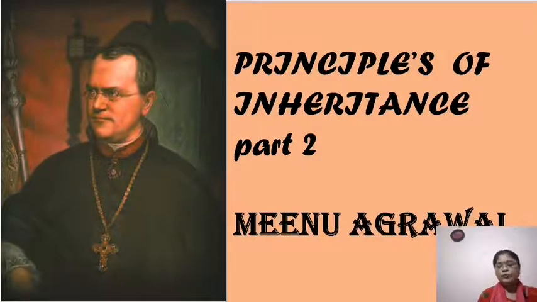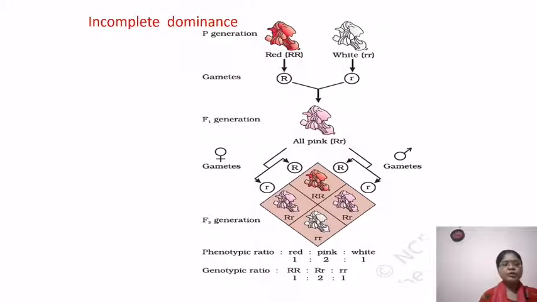So now, moving on with principles of inheritance. This is part 2. In the previous section we dealt with the laws of Mendel and we have seen the monohybrid cross. Now let's move on and see that there are certain examples which show deviations from Mendel's law. This is incomplete dominance.